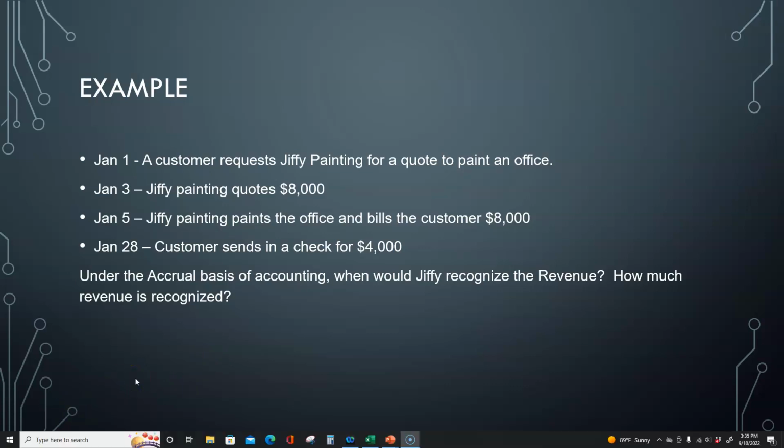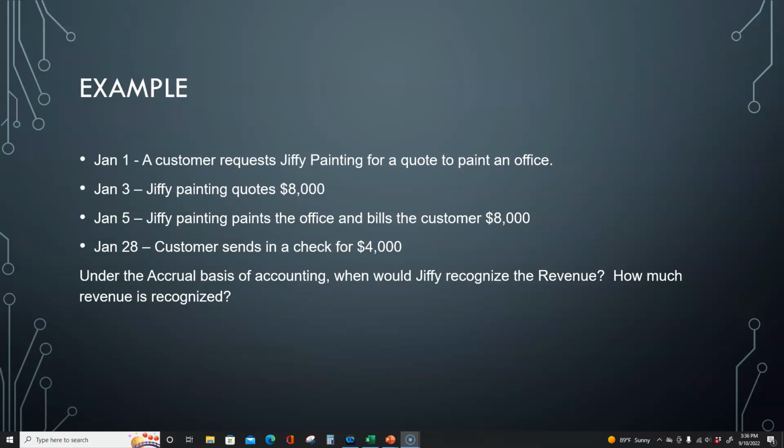Under the accrual basis of accounting, a company recognizes revenue when it's earned. When it's earned means when the company has done their part, whenever the company delivers the goods or provides a service. When did Jiffy Painting complete their job? If you look at the dates given, Jiffy Painting paints the office and bills the customer on January 5th. So for accrual basis of accounting, January 5th is the date that revenue will be recognized.